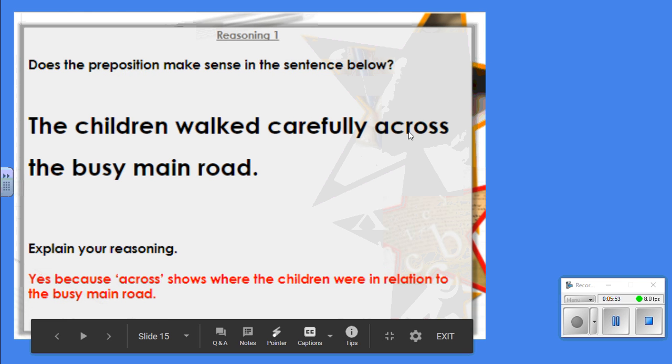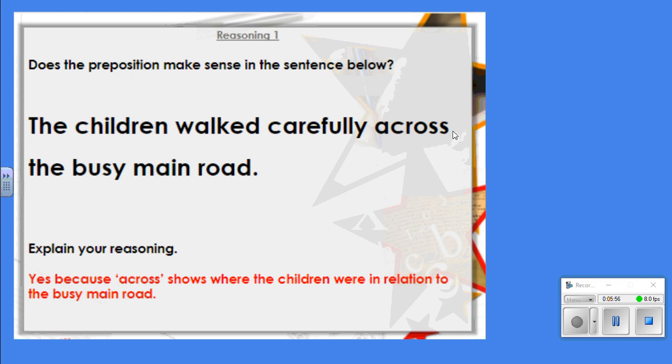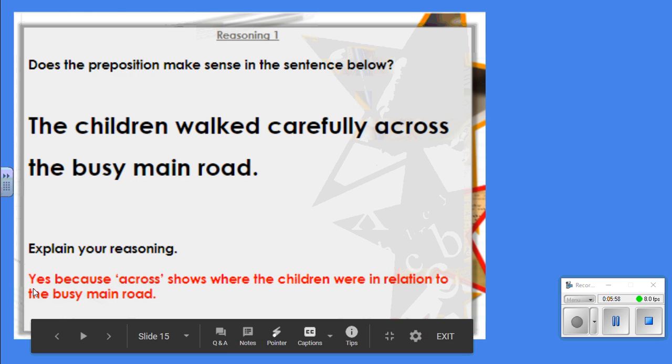Okay, so the preposition in this sentence was the word across. Did it make sense? Yes, it did. And why is that? Because across shows where the children are in relation to the main road.